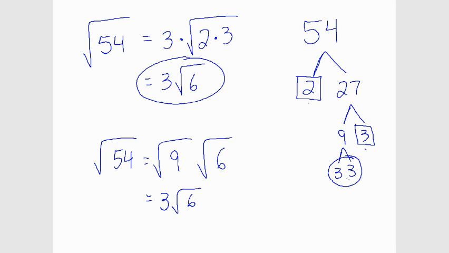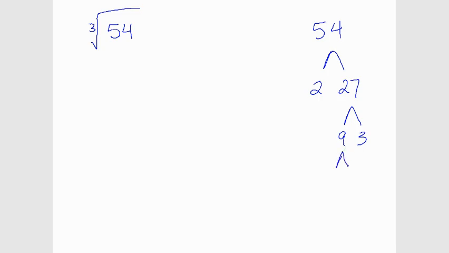So why do I like the factor tree method better? Let's go over it with a different example. Let's now look at the cube root of 54. Cube root doesn't affect how I start this problem. I'll create a factor tree, and it's the same number, so I'll just copy it down to 27, 9, 3, and then 3 and 3.